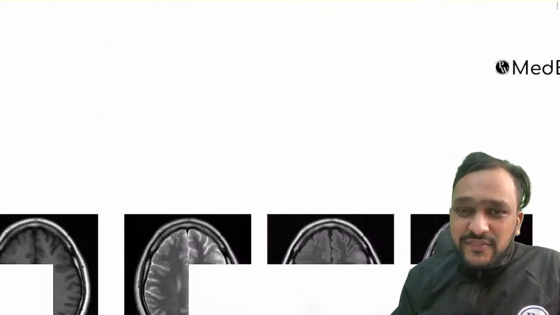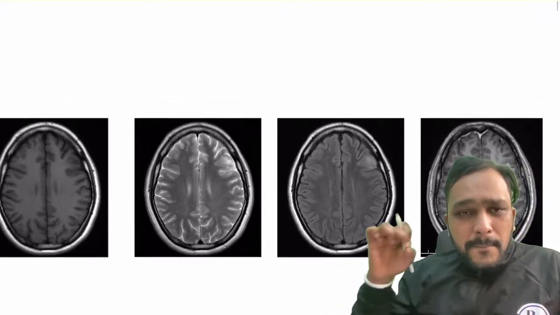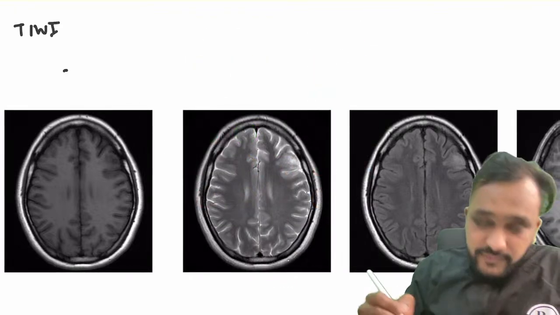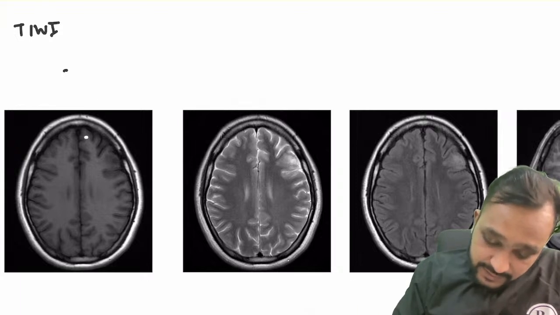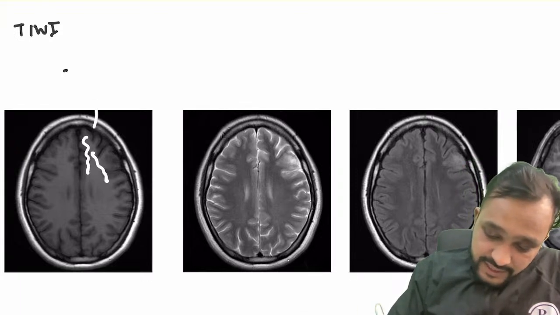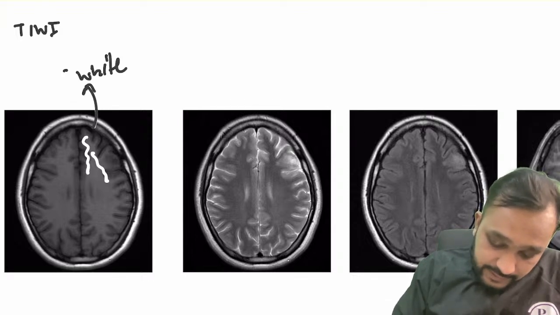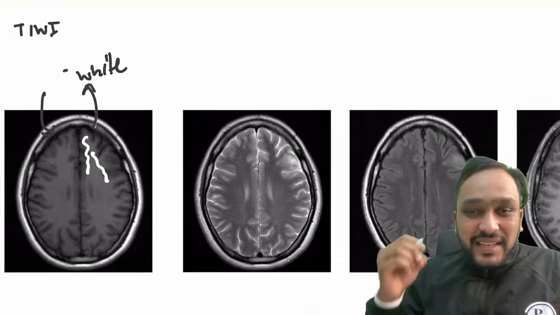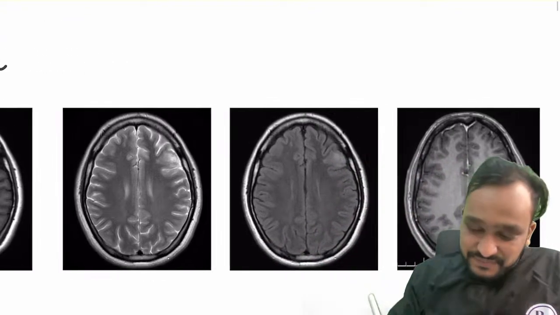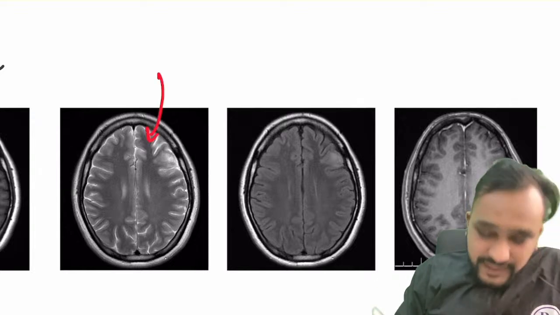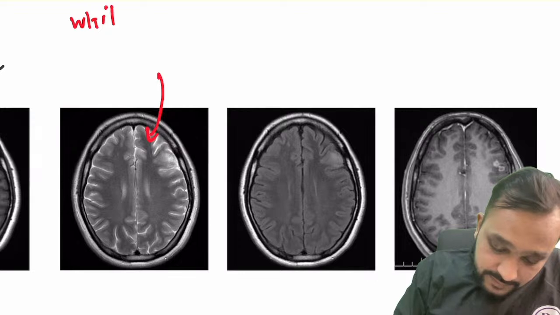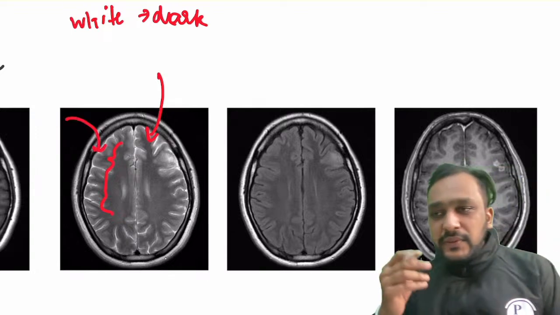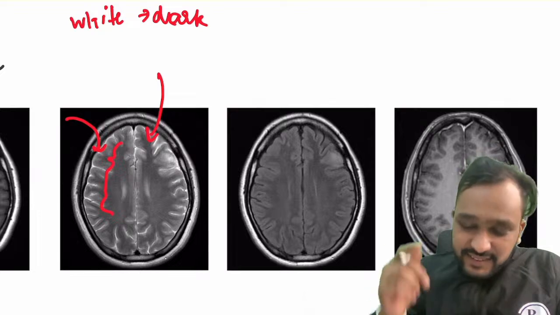So let us have a look at the different sequences of the MRI brain. Beginning with the first sequence that I am seeing here, it is the T1 weighted image. How do you say that this is a T1 weighted image? If you look at the white matter on this image, it is appearing white, and if you look at the gray matter, it is appearing dark. So when the white matter is white and the gray matter is dark, then you are going to think of a T1 weighted image. Now if I talk about the second image, what I can see is that the white matter is dark as compared to the gray matter. That is why this image is a T2 weighted image.